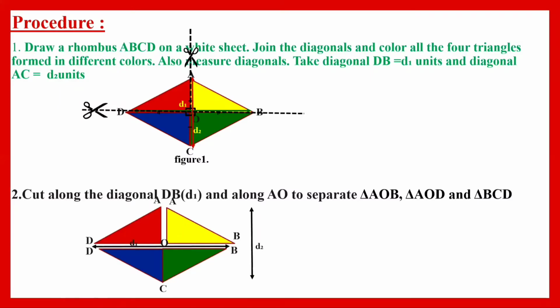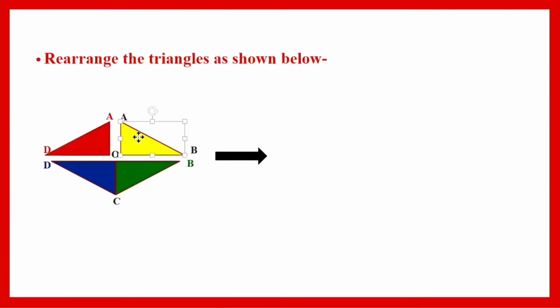Now AC is D2 and I know that AO is equal to OC. So both of them will be equal to half of D2. So I get AO is equal to OC is equal to half D2 units. Remember this. AO equal to OC equal to half of D2 units. Let us rearrange the triangles formed. So I take this triangle and I bring it here and I join it with DC. First thing I have done.